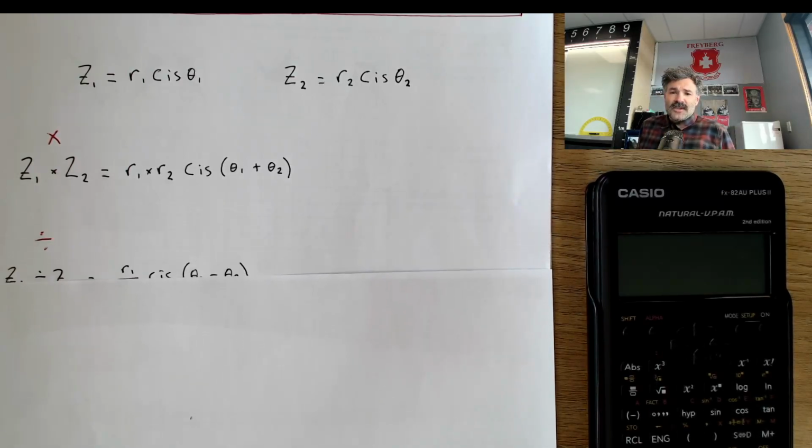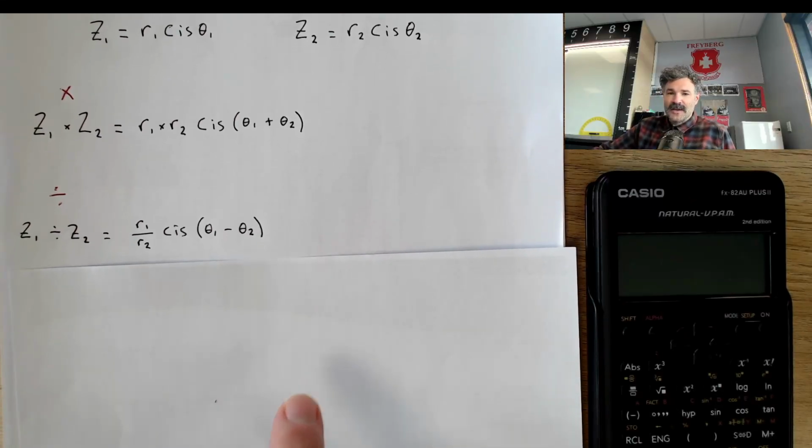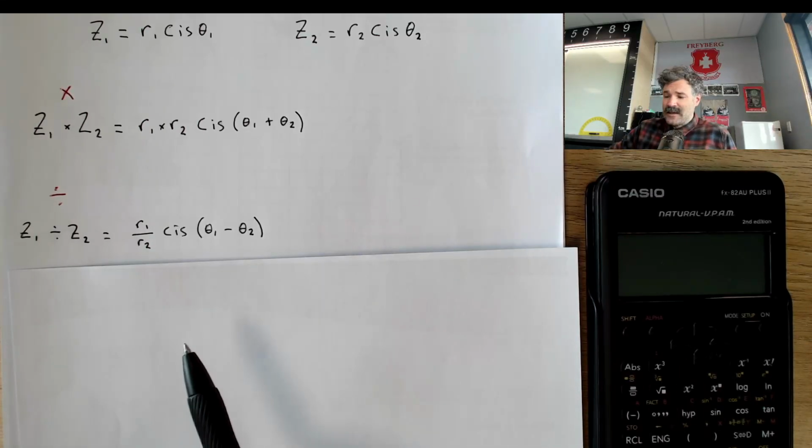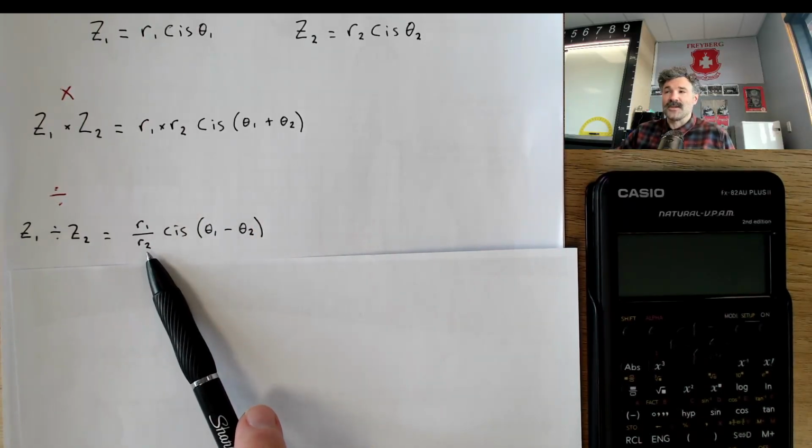If we want to divide these two complex numbers, you may already have an idea of what's going to happen here. If I divide Z1 by Z2, we divide the R's and we subtract their angles. R1 divided by R2, theta1 take away theta2.